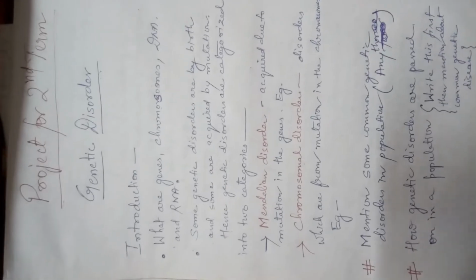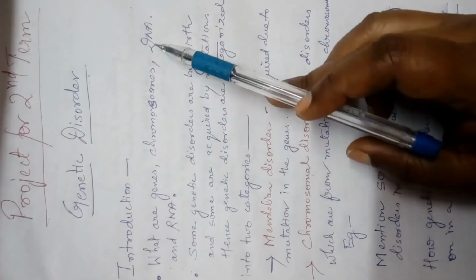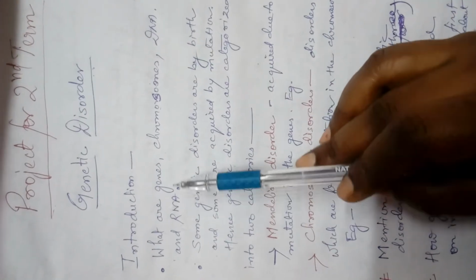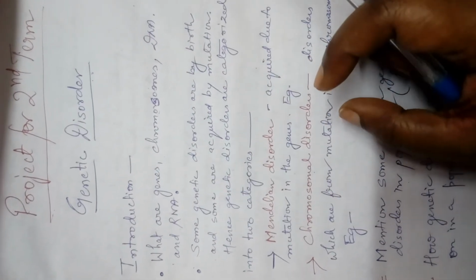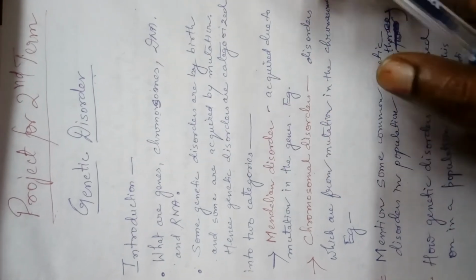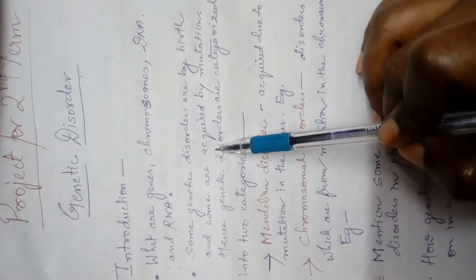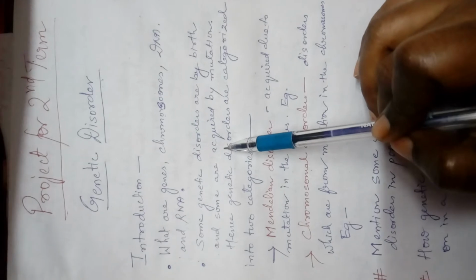In the introduction you will write about what chromosomes are, what genes are, DNA and RNA, and after that give a gist of how genes, chromosomes, DNA and RNA are interlinked with one another, right? After that you will write, I have written this point here for you all so that you can write it down in your project.